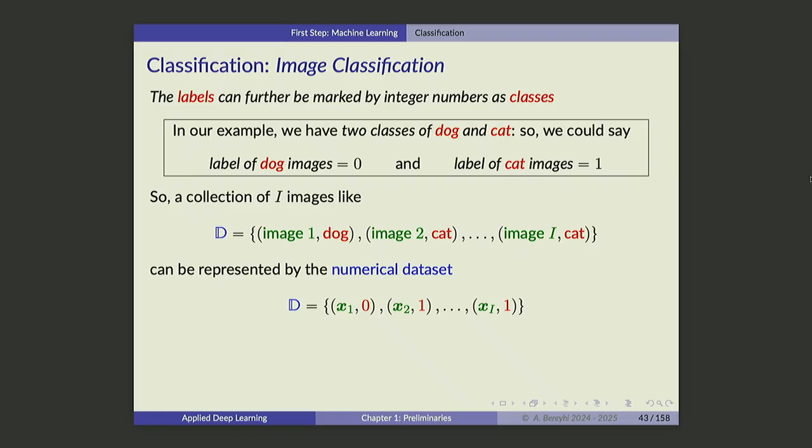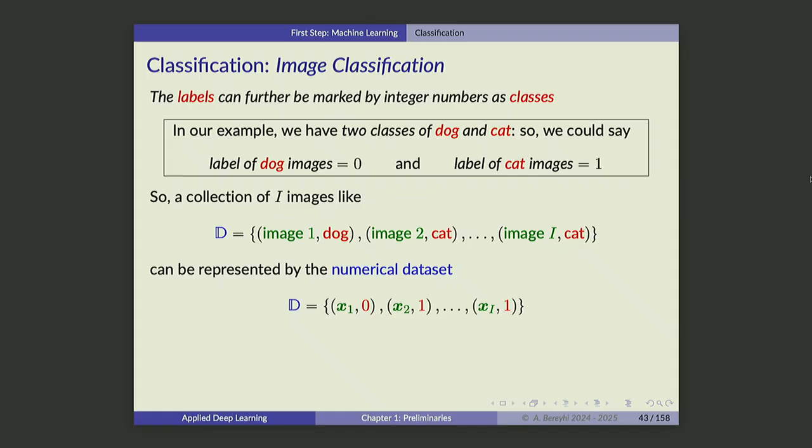Every single entry is between 0 and 255. And instead of dog, I'm going to write 0. The second one is cat, so I'm going to put the pixel vector and label it by 1, and so on till the last image. Now I have one data set. This is a numerical data set, and I can do whatever I want with it.